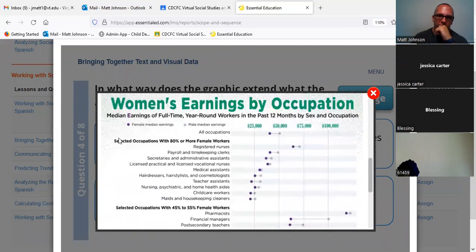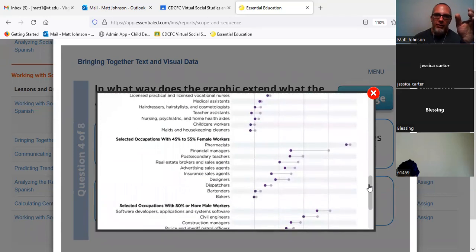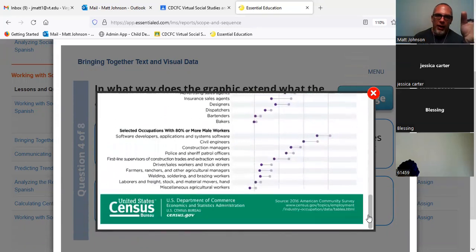And of course, the way this information is presented, they have it split by the percent of gender in that role. So 80% or more are female workers, then 45 to 55% are female, and 80% or more male, a lot of the STEM type of jobs. What the text was trying to point out is that what's really perpetuating the wage gap is the fact that women are not in those STEM fields and are in roles where jobs generally pay less. That's where they're making an argument for the wage gap.